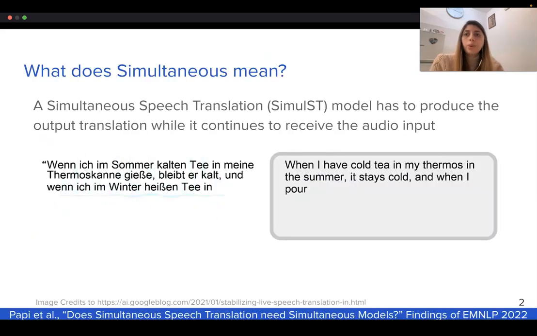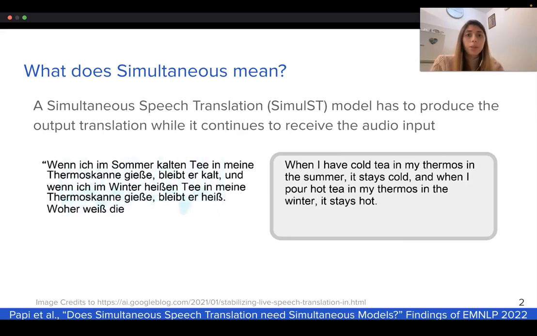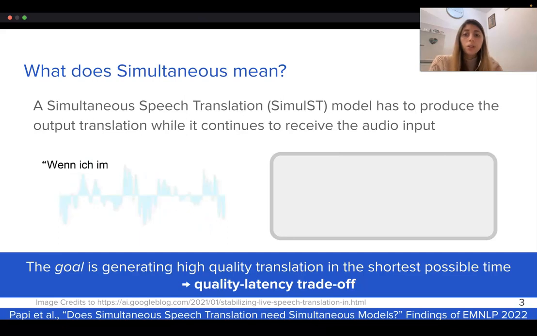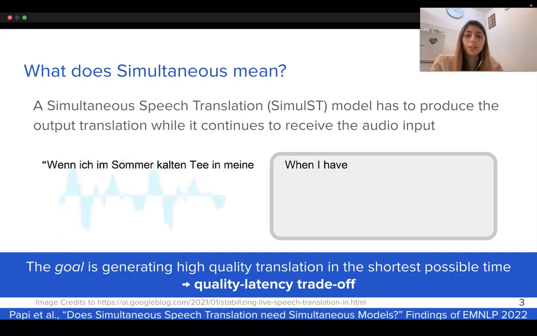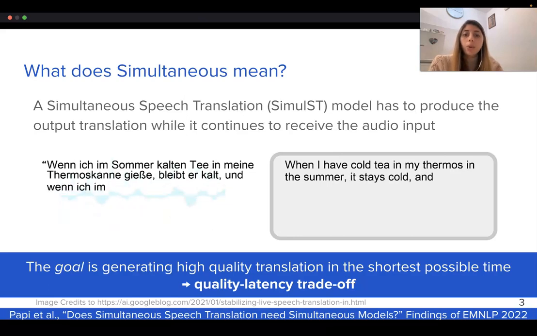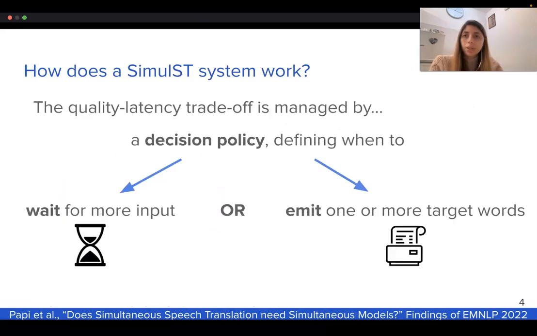I will start with: what does simultaneous mean? A simultaneous speech translator, or SimulST model, has to produce the output translation while it continues to receive the audio input. So the goal is generating high-quality translation in the shortest possible time, that is, finding the best quality-latency trade-off.